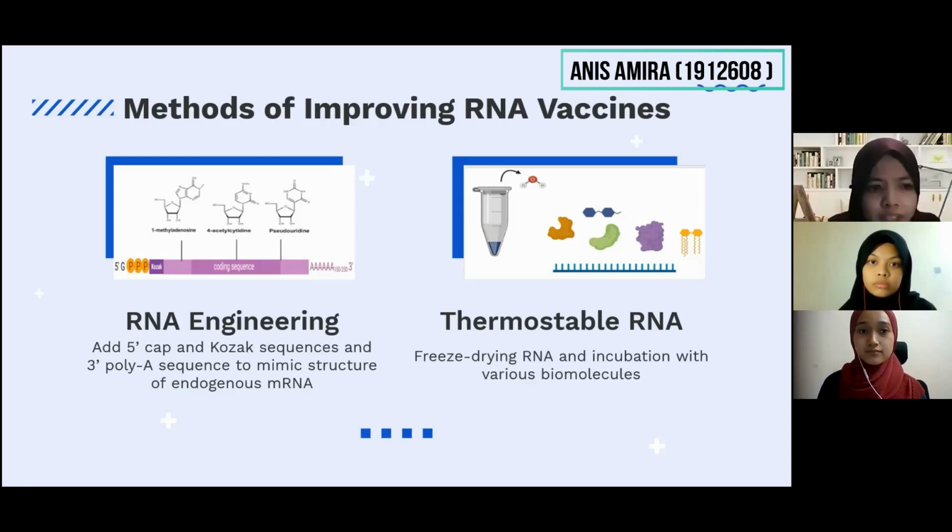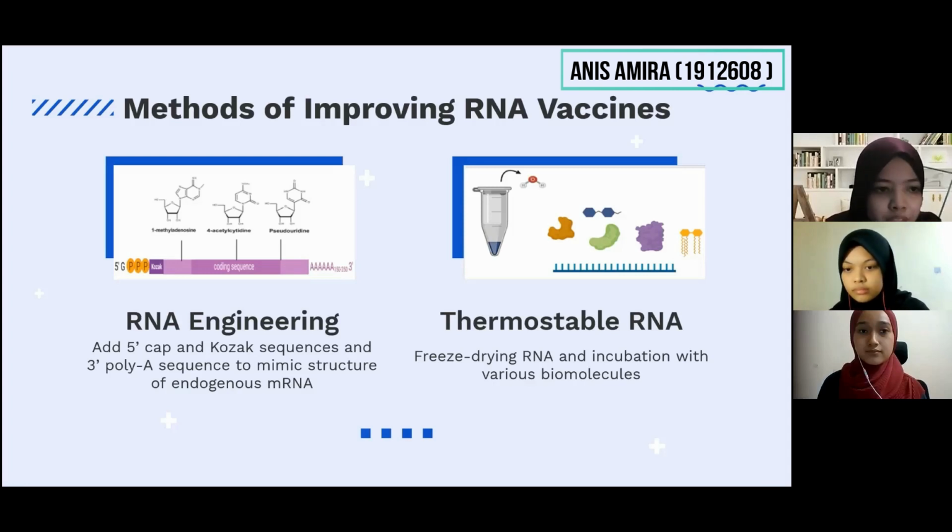The second method is thermostable RNA. It involves freeze-drying RNA and incubation with various biomolecules to increase the RNA stability even at high temperature.